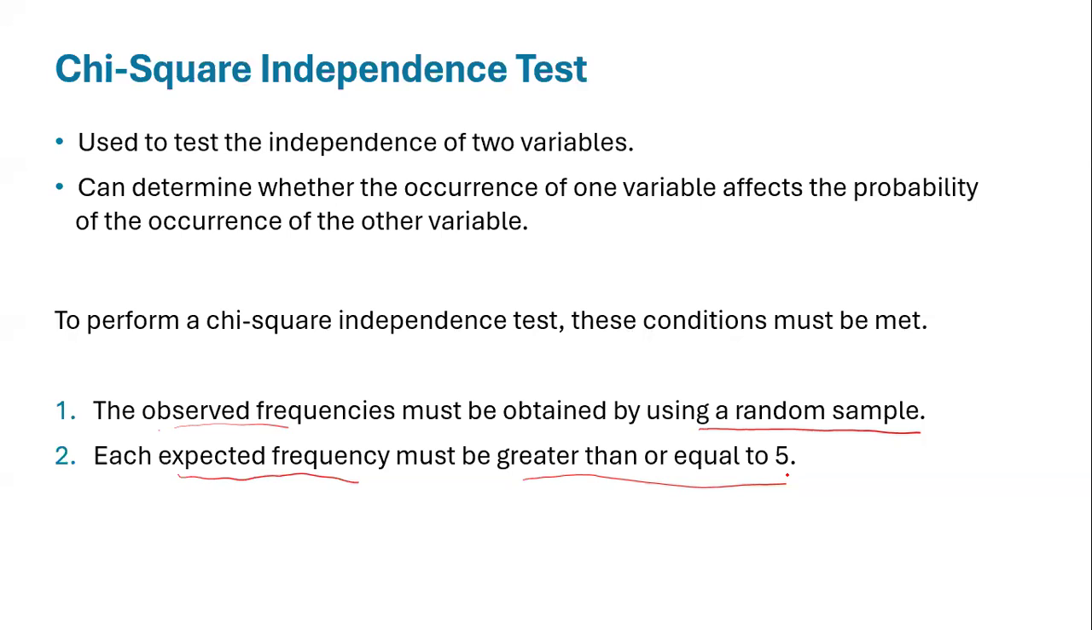This is a test of independence. That means you want to see if the two variables are independent of each other or dependent on each other. So that's why when you are writing the null and alternative hypothesis, you use the word independent for the null, and you use the word dependent for the alternative. Okay? Because that's a test of independence. We want to see if the two variables are dependent or independent.